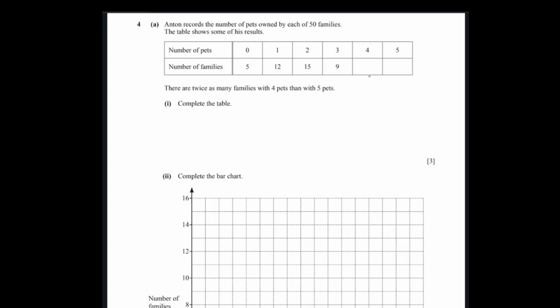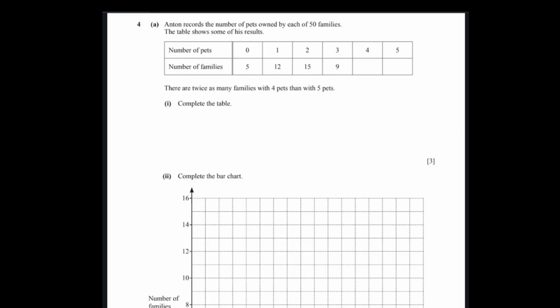It is twice. So now after you add these 4 numbers, you will know that out of 50 families, how many families are recorded here. The remaining families you have to divide between these two in the ratio of 2:1. How did I get 2:1? Because the number of families with 4 pets is twice that with 5 pets. So for 4 pets it is 2, and for 5 pets it is 1. It should be in this ratio.